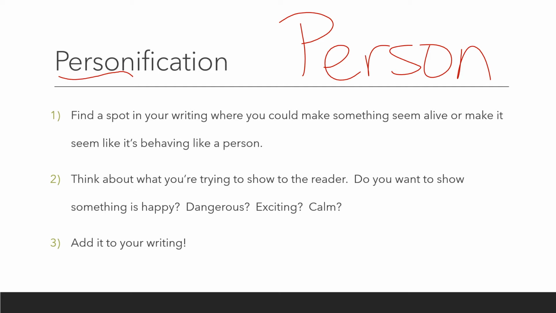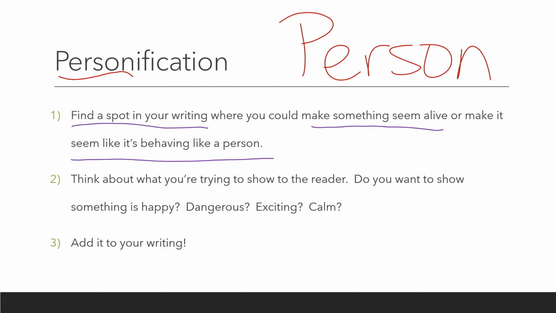All right, so here are our 3 steps for adding personification to your own writing. Just like the other ones, our first job is to find a spot in your writing. You've got to find the spot where it goes. Find a spot where you could make something seem alive or make it seem like it's behaving like a person. A great time for that is when something's happening or you're describing the scenery.